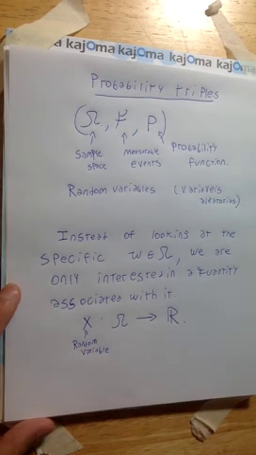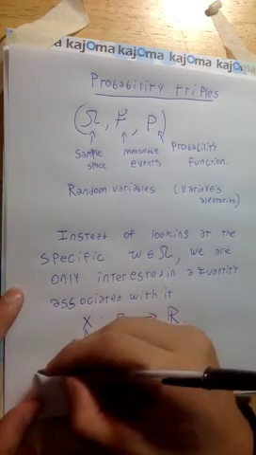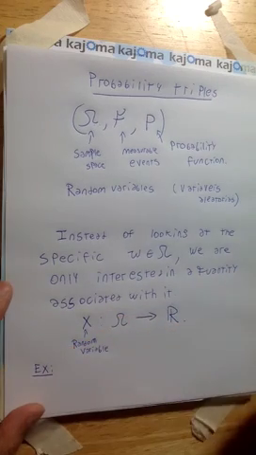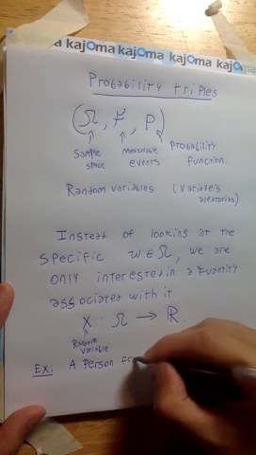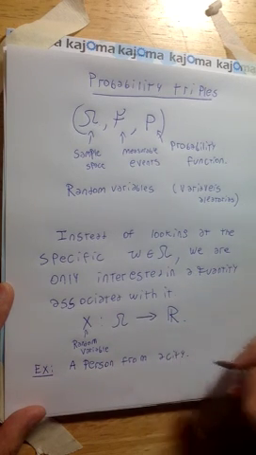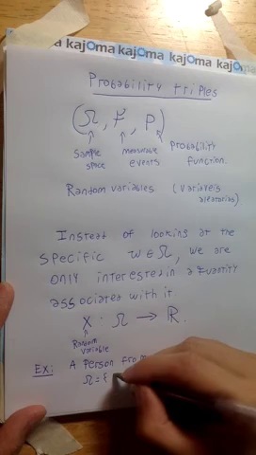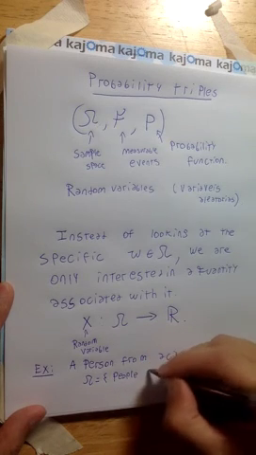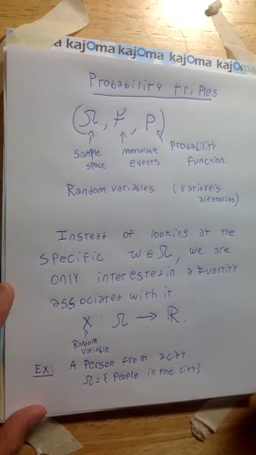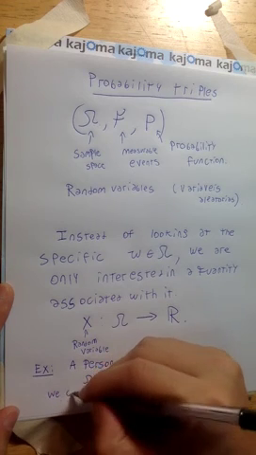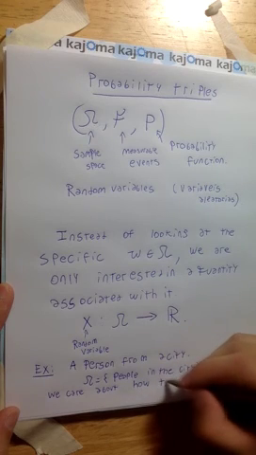Okay? So let's look at an example of this. Let's say that we randomly draw a person from a city. Okay? So our omega would be all of the people in the city. But the only thing that we actually care about is their height. Okay? So we care about how tall they are.